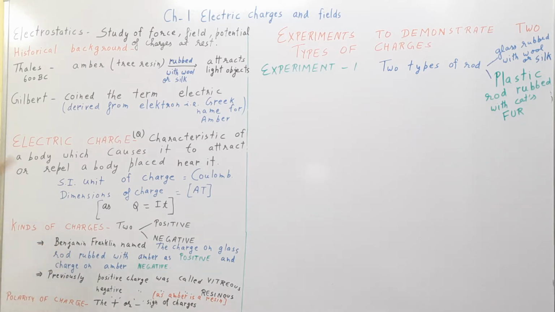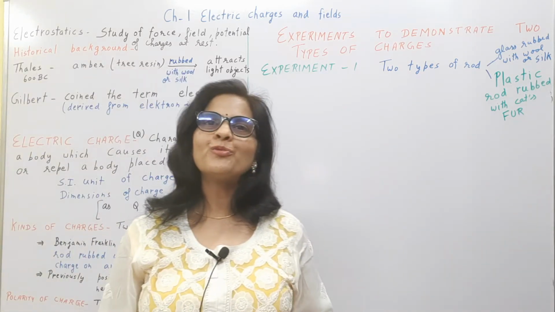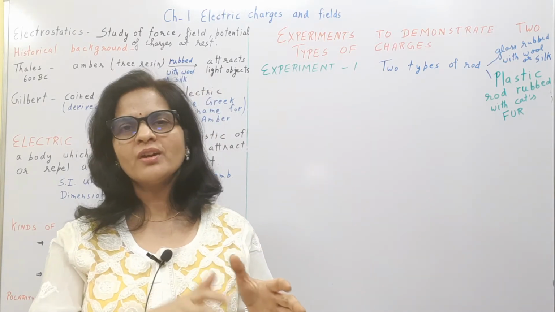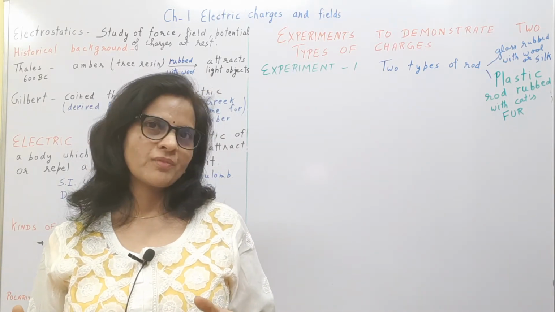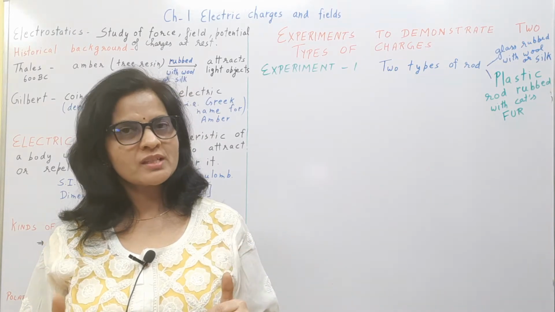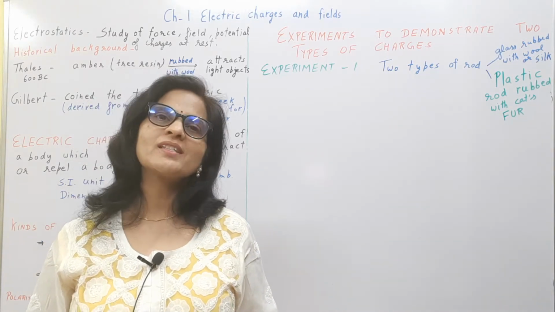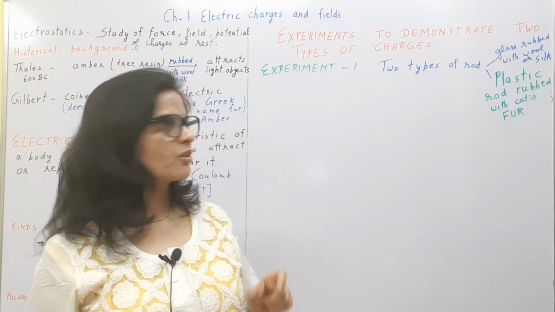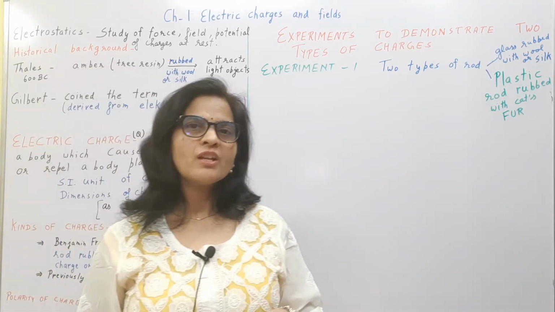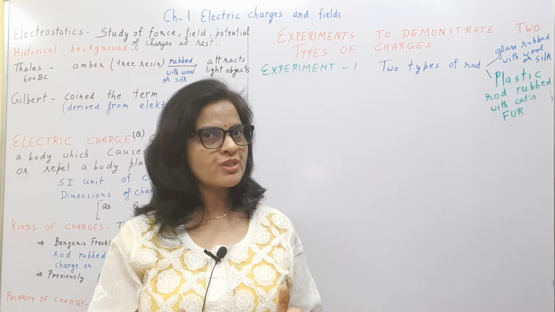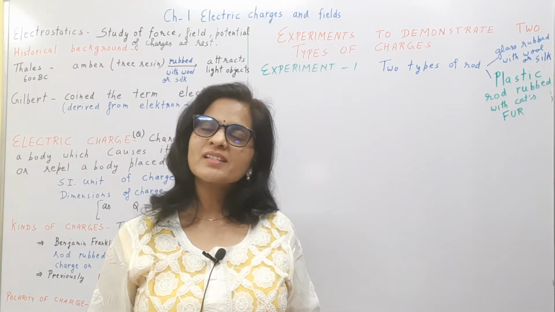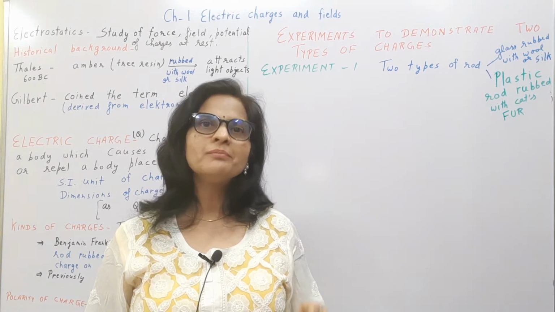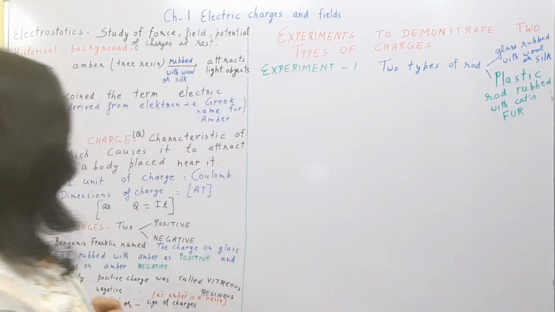What is electrostatics? This word is new for you. Electrostatics is composed of two words. One is electro and the other is statics. So in the branch of physics which is called electrostatics, we study about the charges at rest, right? Because statics means rest. So whatever fields, forces or potential are exerted by these charges at rest, these are studied under the term electrostatics, right?